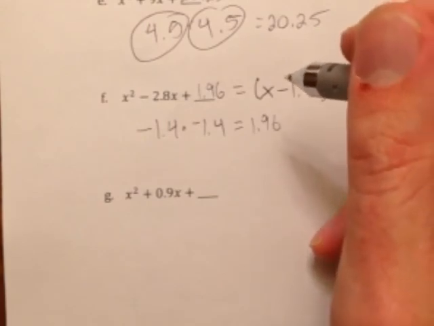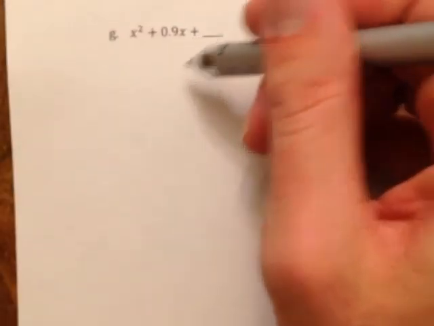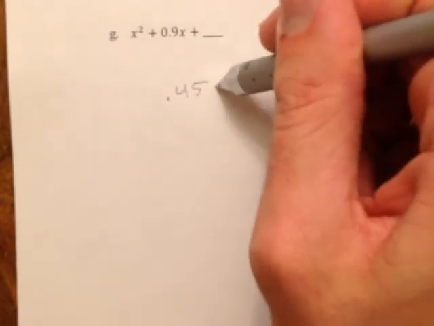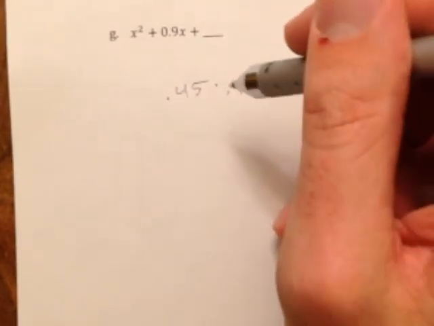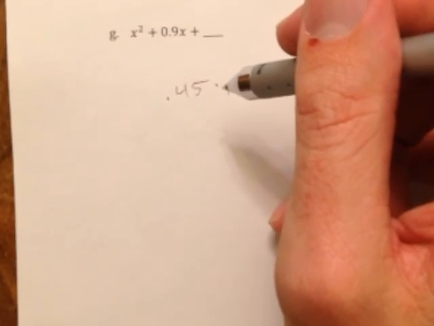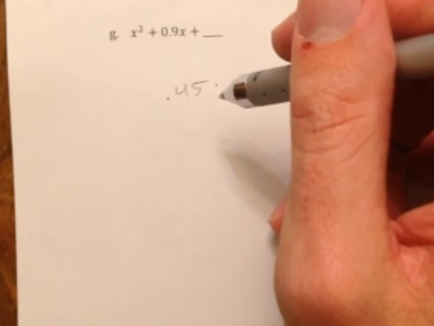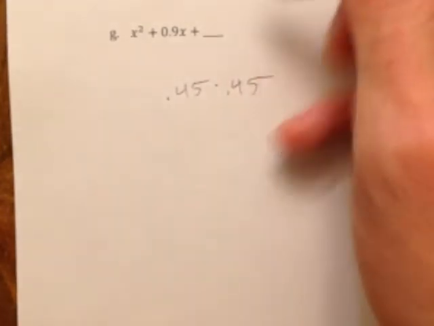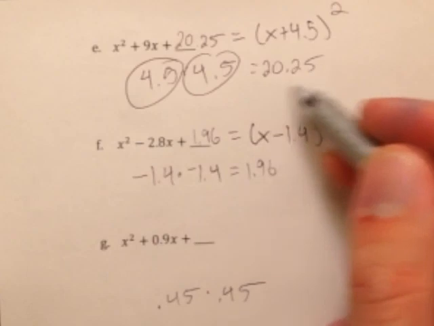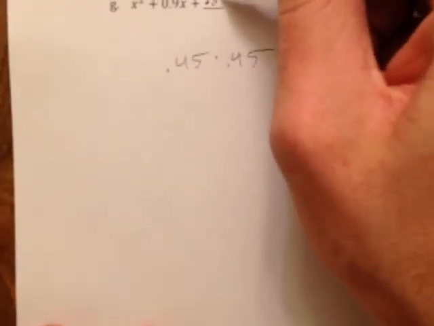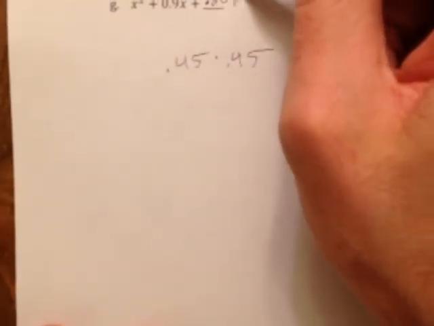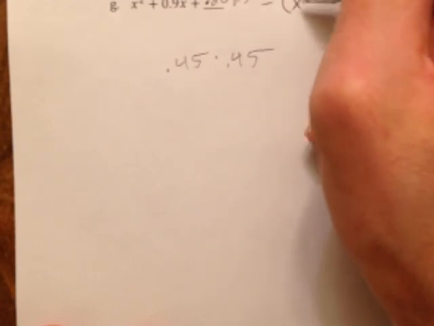Last one, now we're just getting into really gross stuff here. So two of the same number that create 0.9 are 0.45 and 0.45. Those add to be 0.9. So now I have to multiply 0.45 times 0.45 to figure out what the last number is. And I'm going to get the same numbers as I did up here, but with the decimal place moved 2 back. So 0.2025, and that's x plus 0.45 squared.